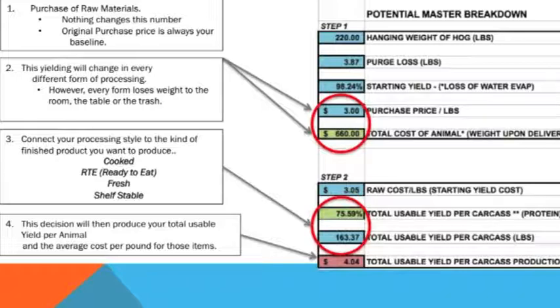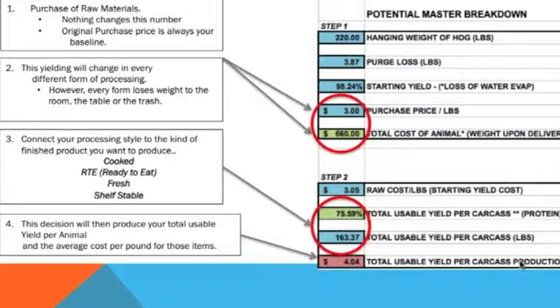And then finally is the decision in the bottom here. This decision will then produce your total usable yield per animal and the average cost per pound for those items. So you're not necessarily starting by evaluating every piece that you take off of that animal, all that 75% of that animal, that 163 pounds. You're not necessarily building your recipe structure at $3 a pound now. You're using this $4 a pound because you know that there's still other parts of that animal and you need to cover the cost of that $660. That's the point of this.